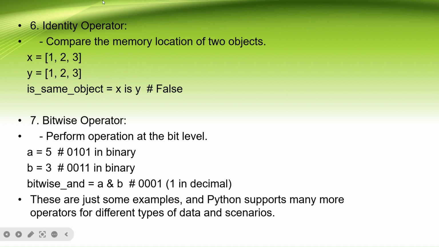Bitwise operation performs operation at the bit level. Like it converts a number into binary and it performs operations like and, or, etc. So it gives the binary answer. These are just some examples, and Python supports many more operations for different types of data and scenarios.